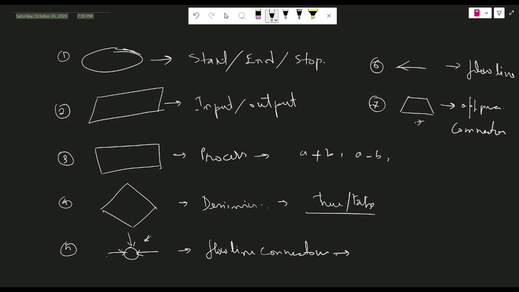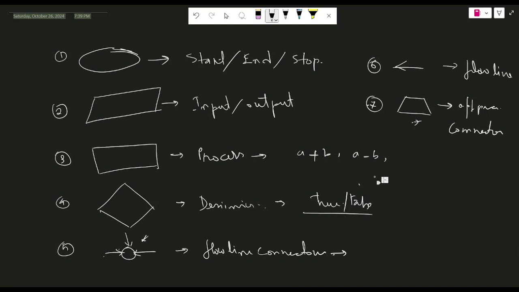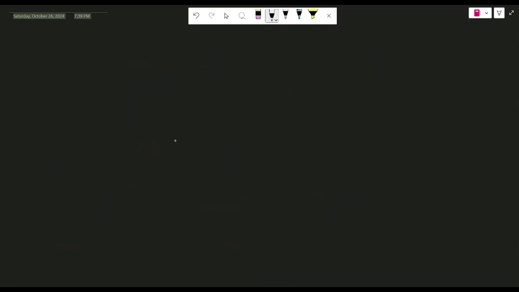Okay, so these are the main diagrams which are very important to understand and remember, because while making flowchart diagrams, they are very efficient. If you remember them, then you will be very efficient. Okay, let's start with an example. First example, number one.